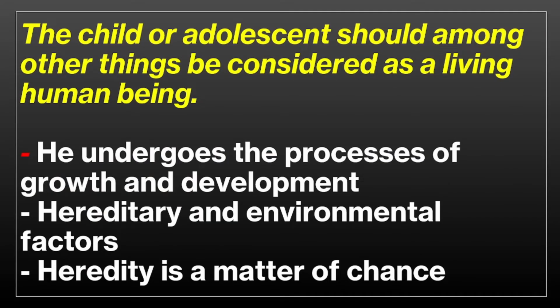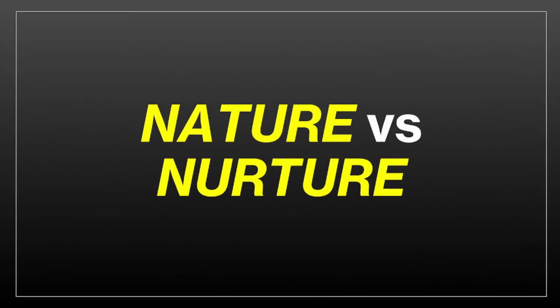When we refer to children and adolescents as living human beings, we acknowledge that they are complex individuals with unique needs and potentials. They undergo continuous growth and development influenced by both hereditary (nature) and environmental (nurture) factors. Nature versus nurture. Nature refers to the genetic endowments a child is born with, such as intelligence, temperament, and physical traits. These traits are inherent and set the stage for potential development.